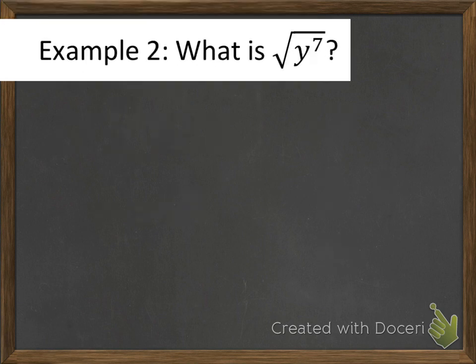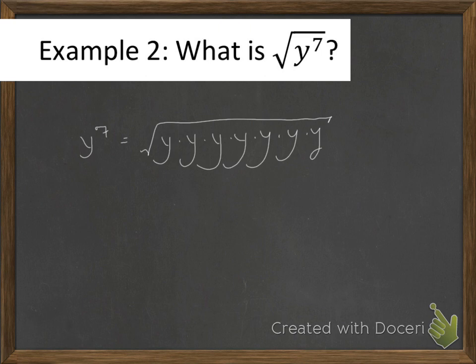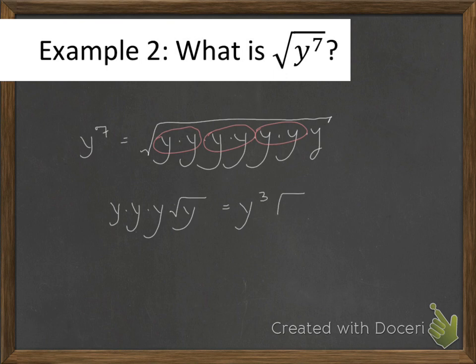All right, let's do this next one. So here we have y to the 7th power. Again, I'm going to do both methods. So we have 1, 2, 3, 4, 5, 6, 7. So pairs of these values are going to escape. So we have 1, 2, 3 pairs. And then we have this odd man out. He's trapped there because he doesn't have a buddy. So 1, 2, 3 y's escape. There is one y still under the radical. So I can rewrite this as y to the third times the square root of y.